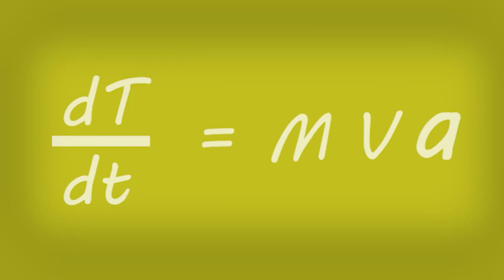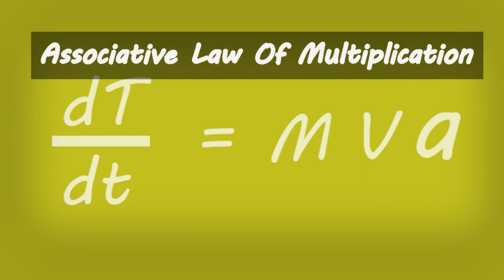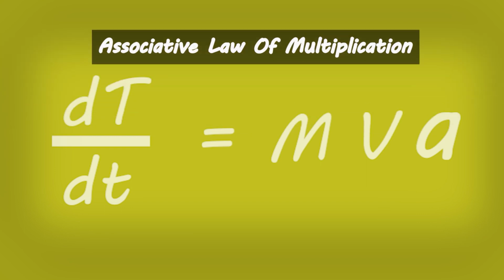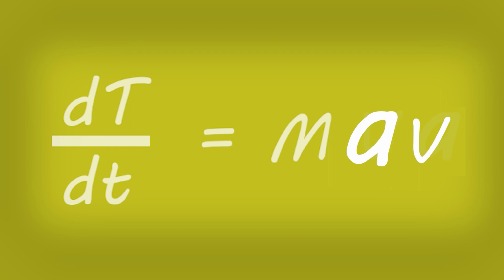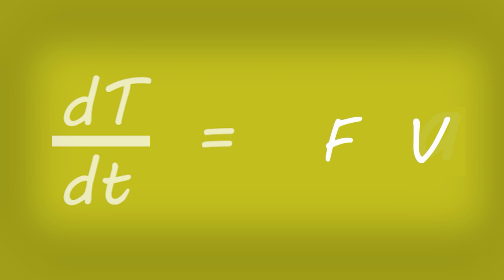The order in which we multiply does not matter, and that's known as the associative law. So we can rearrange mva into ma times v. We know from earlier in the video that force is equal to mass times acceleration, so ma here will equal force, and the v stays the same, so it's force times velocity is how the kinetic energy changes with time.